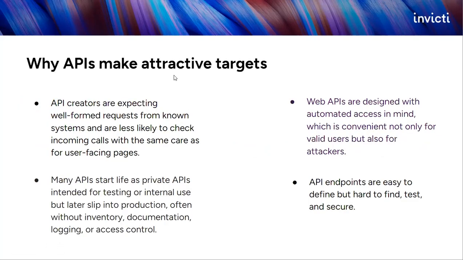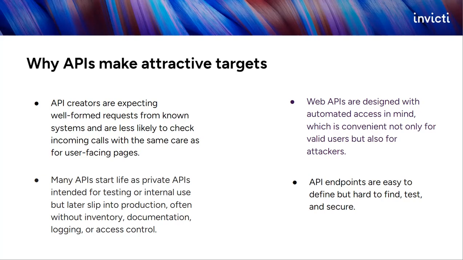Okay, moving forward. So why are APIs an attractive target for cyber attacks? There's certainly a number of reasons, but four main ones to walk through. First, API creators are expecting well-formed requests from known systems, so they're less likely to check incoming calls. If a call knows the format to connect, then there's basically an assumption that it's legitimately making that request because it understands the format correctly.